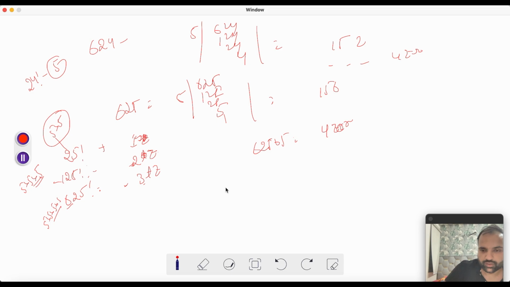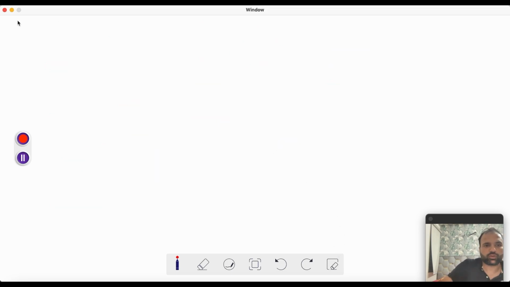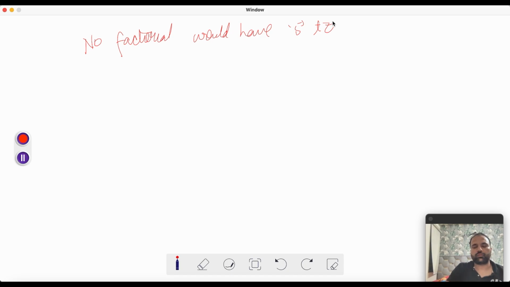Now, this is a very beautiful concept. What we have seen is that no factorial would have 5 trailing zeros. Of all the numbers in this entire universe, there is no such factorial that would have 5 trailing zeros. Why? Because 24 factorial has 4 trailing zeros and 25 factorial has 6 trailing zeros. So you see, there's no factorial that exists with 5 trailing zeros.